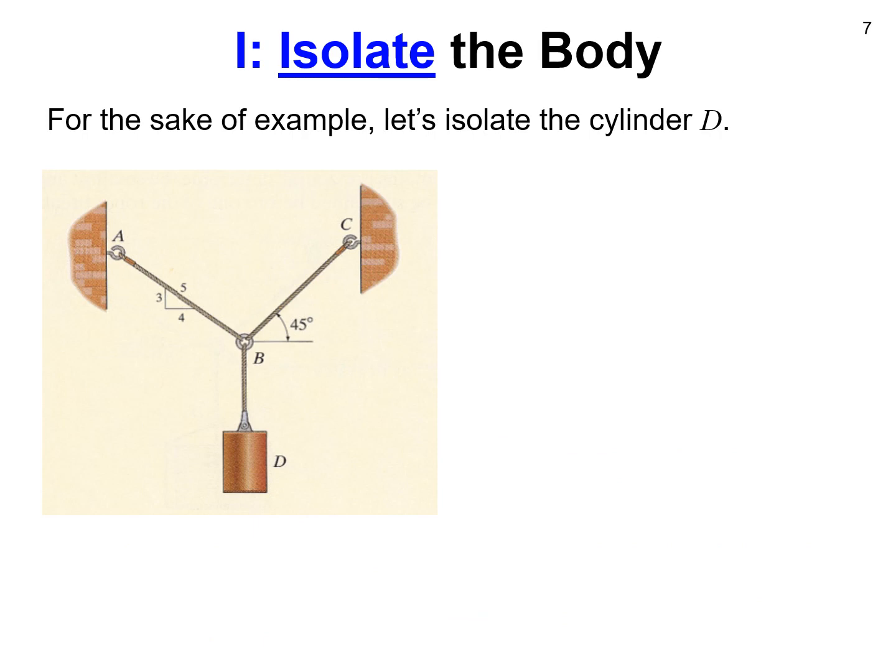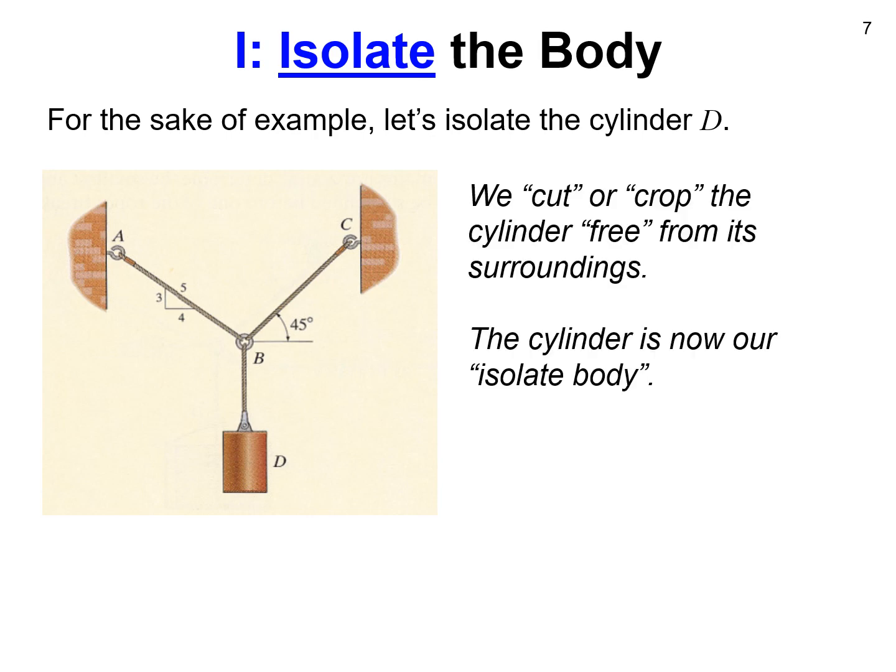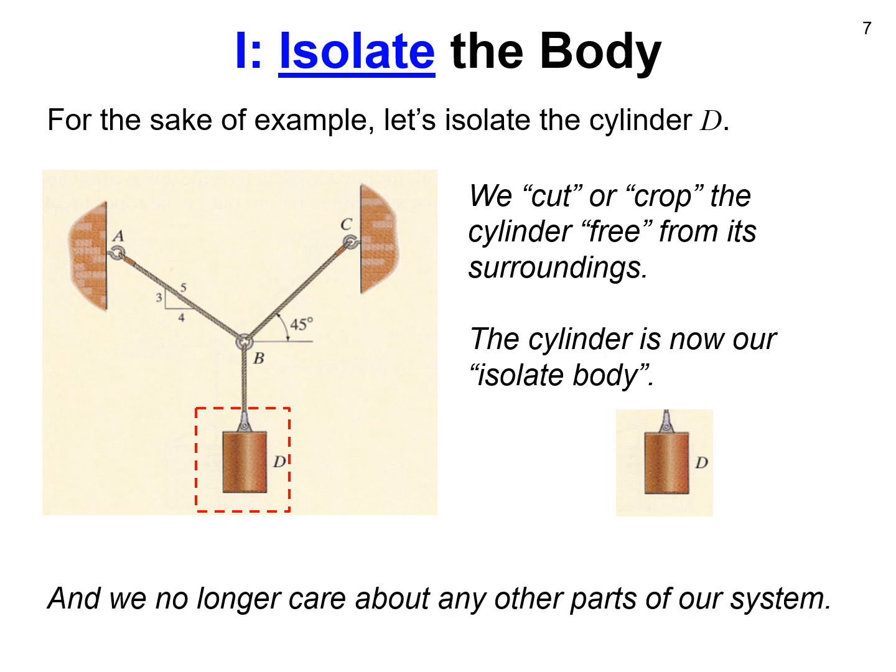And let's suppose we want to isolate the cylinder D. What that basically means is we're going to cut out or crop the cylinder free from its surroundings. And then the cylinder is what we'll call our isolated body. Okay, so in that animation, we just isolated the cylinder away from the rest of the system, and we no longer care about any other parts of our system.